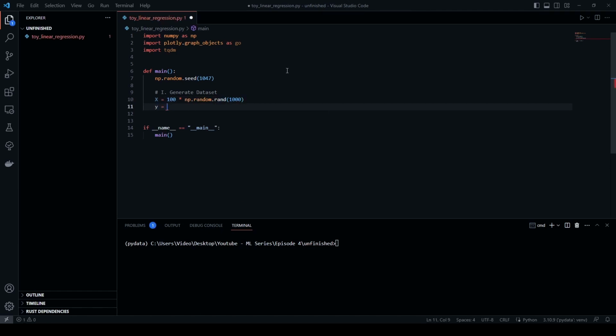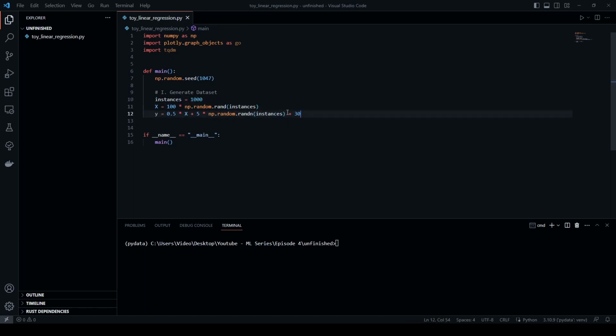Okay, and then we can define our target label, which is 0.5 times x plus 5 times np.random.rand. We can also define the number of instances, which is 1000 in our case, so we can substitute it in. And for y, we are using np.random.randn. With that method, we are basically sampling from a Gaussian distribution. Whenever you want to sample noise, the Gaussian distribution is a good choice. As you can see, this is a linear model. We have the linear part, which is 0.5 times our feature, plus some noise, plus 30, which is the bias term.